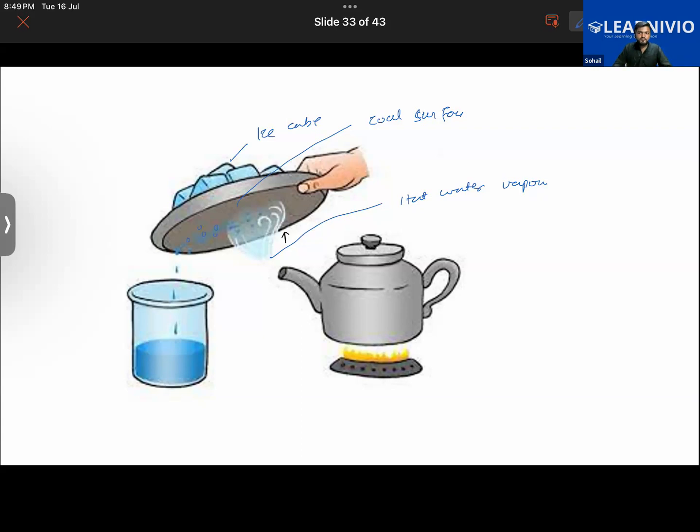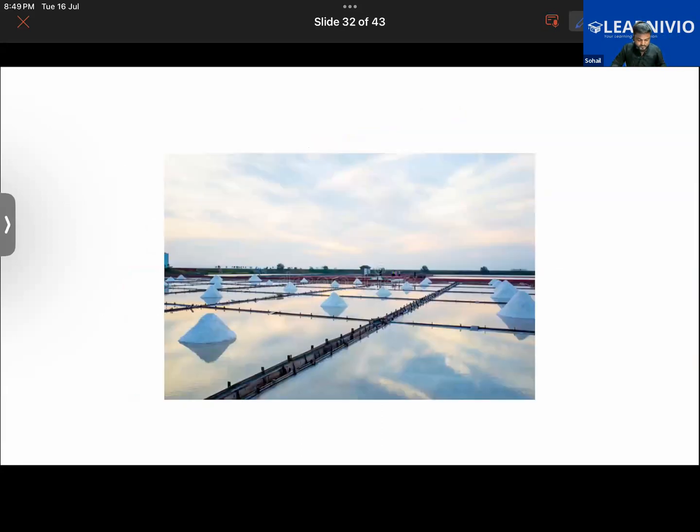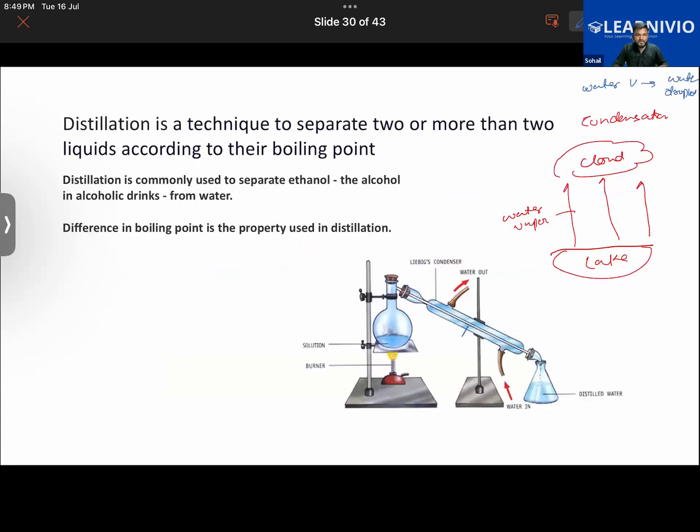You guys understood this basic concept or not? Yes, sir. Okay, so that is the concept of evaporation and condensation. Then we are going to learn how evaporation and condensation are used in the process of distillation. So let us learn about distillation.